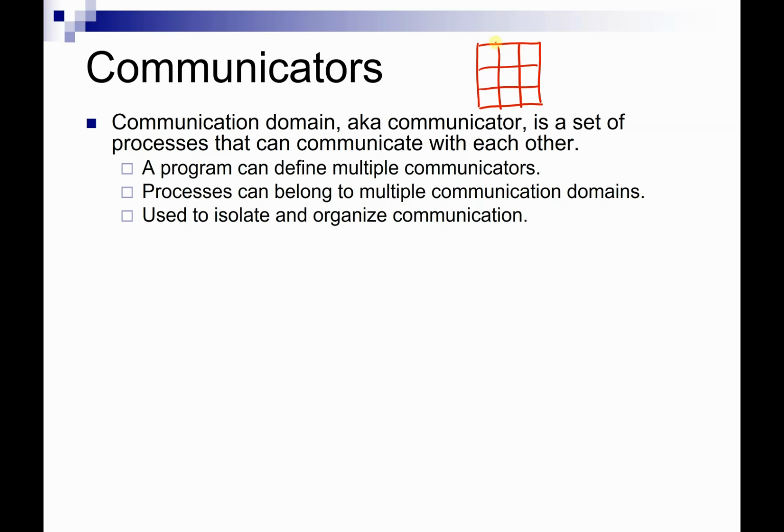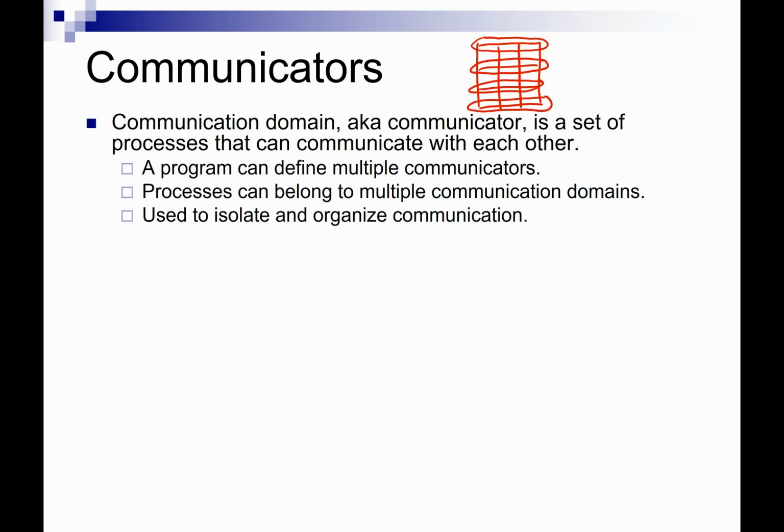But then you might also want to define a communicator for each row of processes. So we have 4 processes here. Maybe you want those to be another communicator, because sometimes you don't want to communicate with all of the processes in the mesh. You just want to talk to processes in your row. So you can create multiple communicators like this.